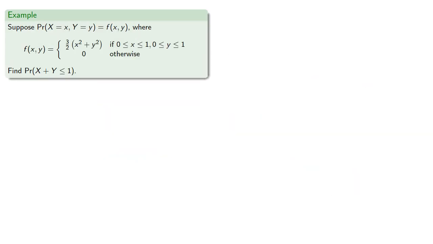How about a different continuous PDF where we're looking at the probability that a sum of random variables is less than or equal to 1. So again, we can evaluate this as a double integral, but this time we're looking at the region where x plus y is less than or equal to 1.